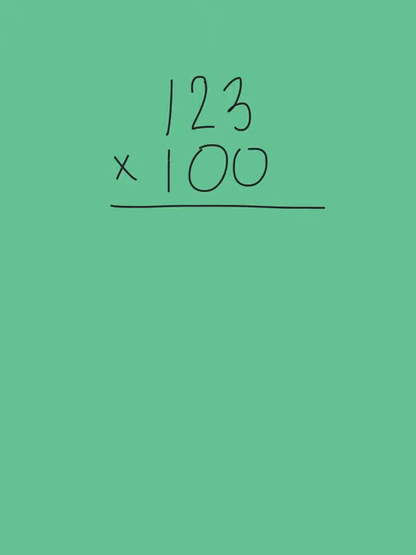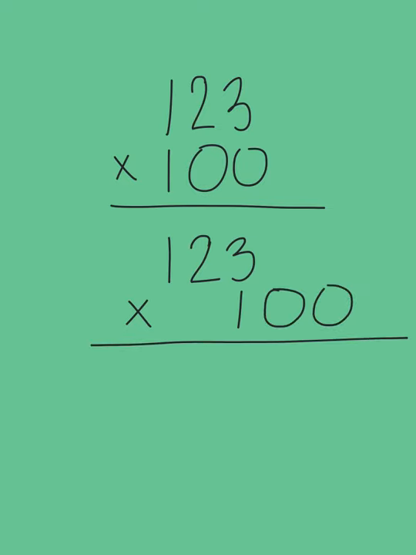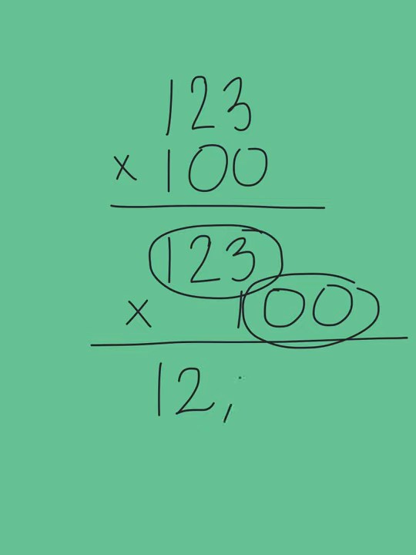All right, let's try another. 123, same whole number. This time, multiplied by 100. Now, of course, as we said, we can set it up with our 1 underneath the 3 and our extra zeros to the right. Or we can think about this in our head. We know that the whole number is 123, and we know that there are 2 zeros at the end of 100. So our answer is going to be 12,300.